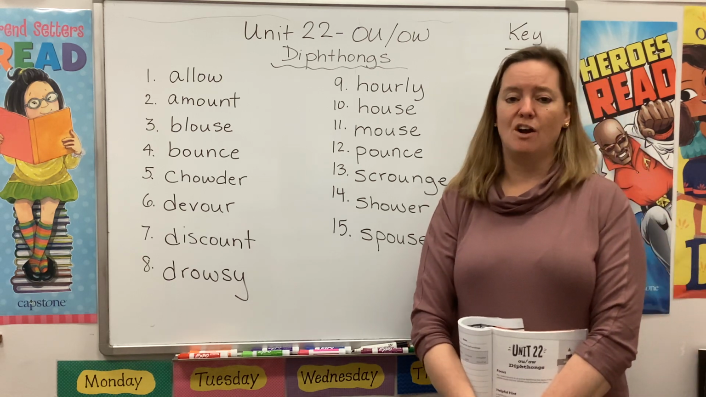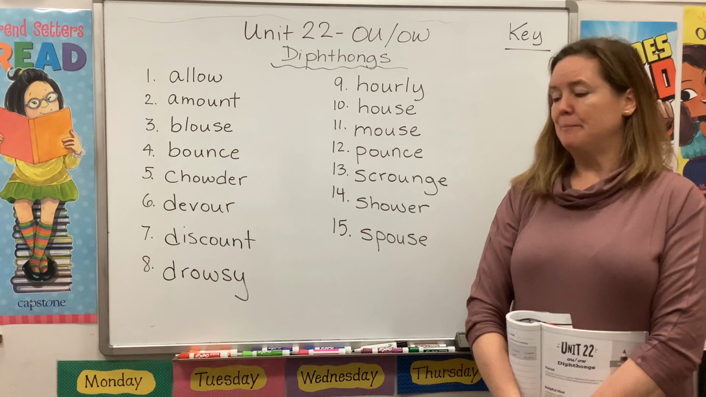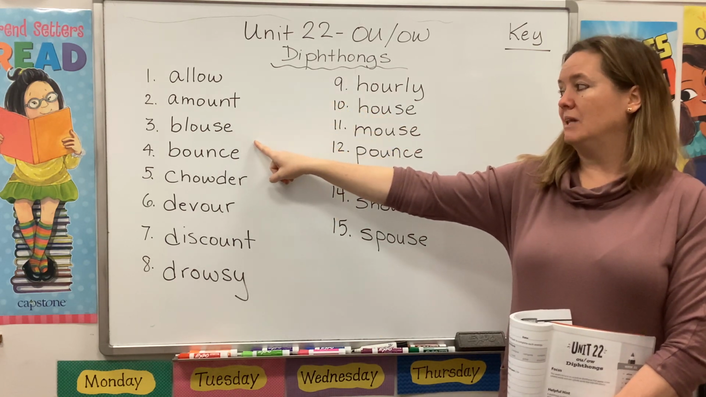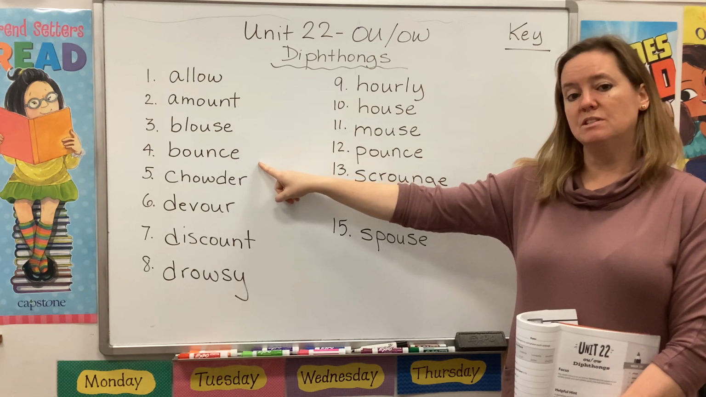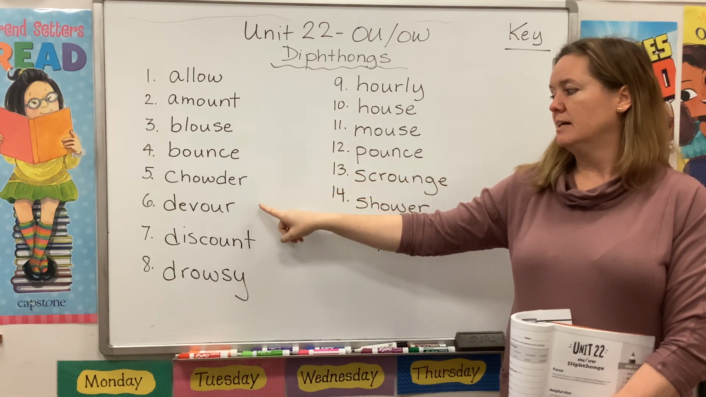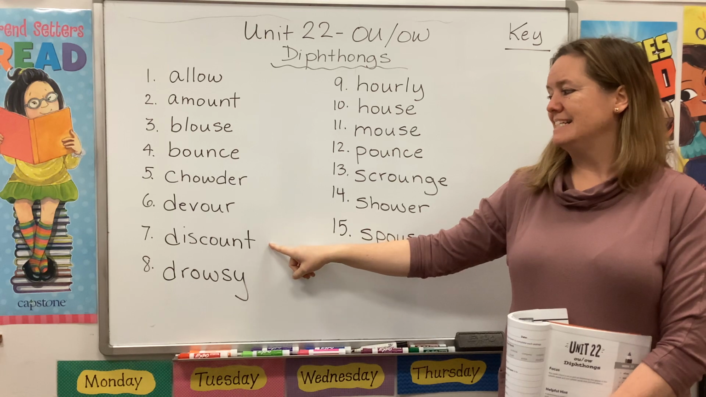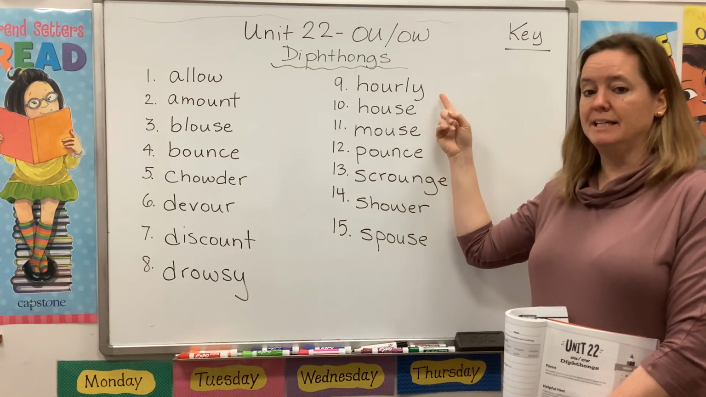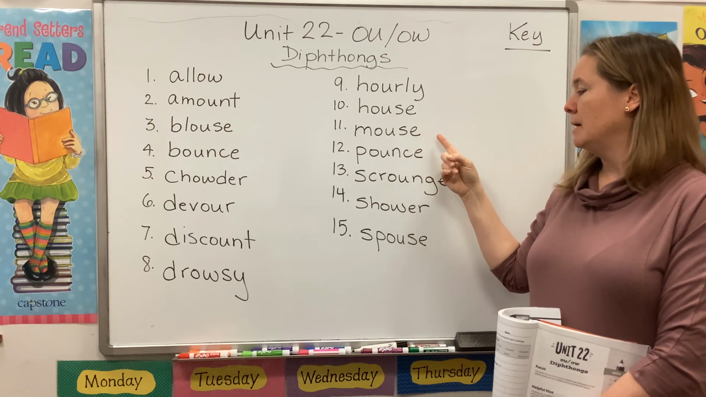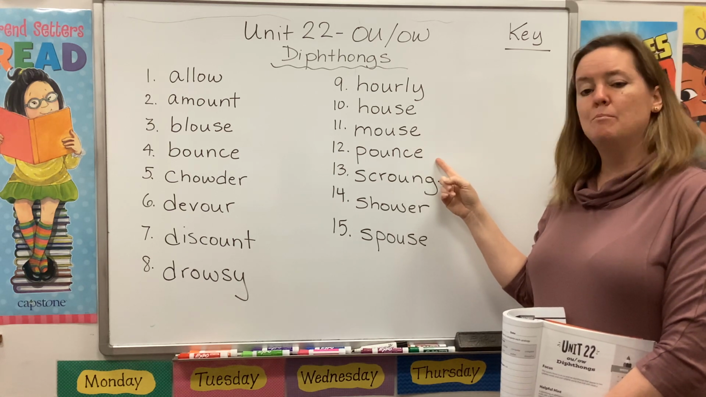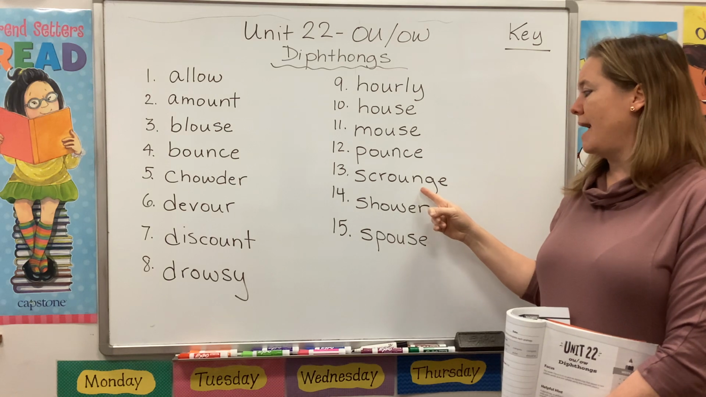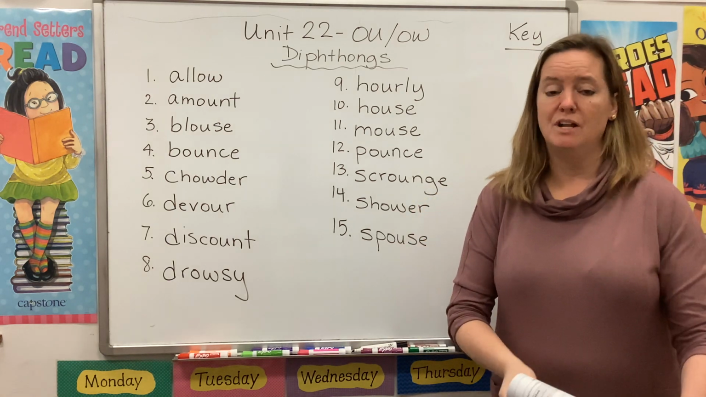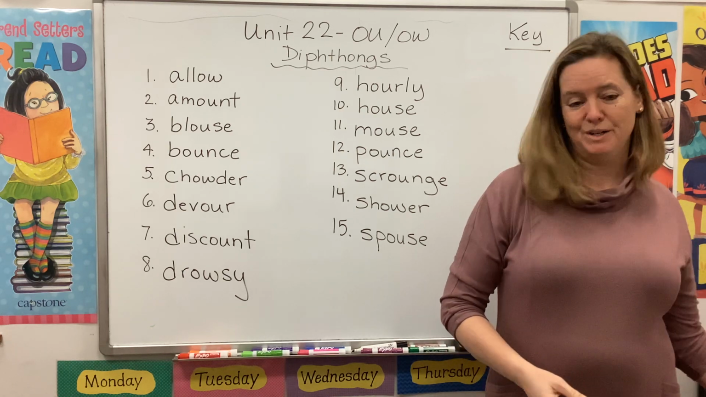Let's start by reading our list. Please repeat after me. Allow, amount, blouse, bounce, chowder, devour, discount, drowsy, hourly, house, mouse, pounce, scrounge, shower, spouse. Did you hear that ow diphthong in each word?